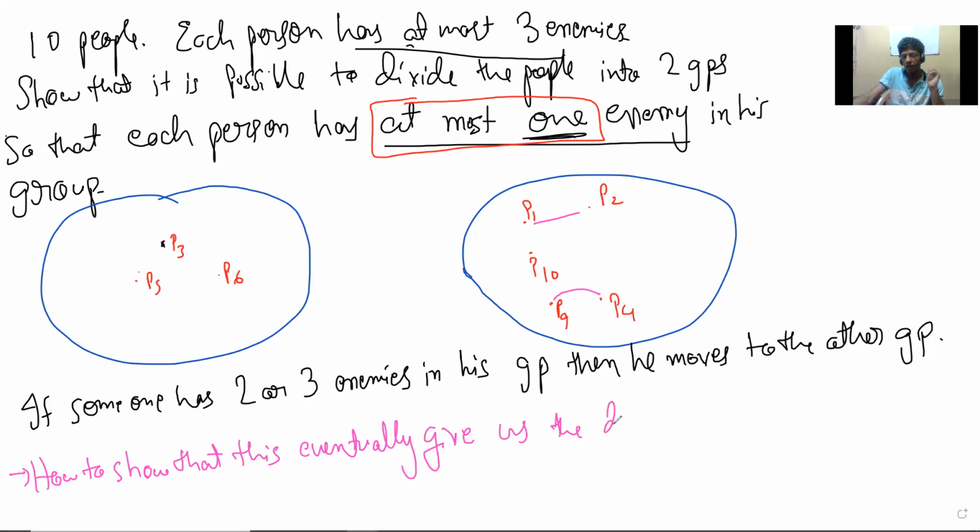The desired grouping. So you understand what that means. So how would we reason it?